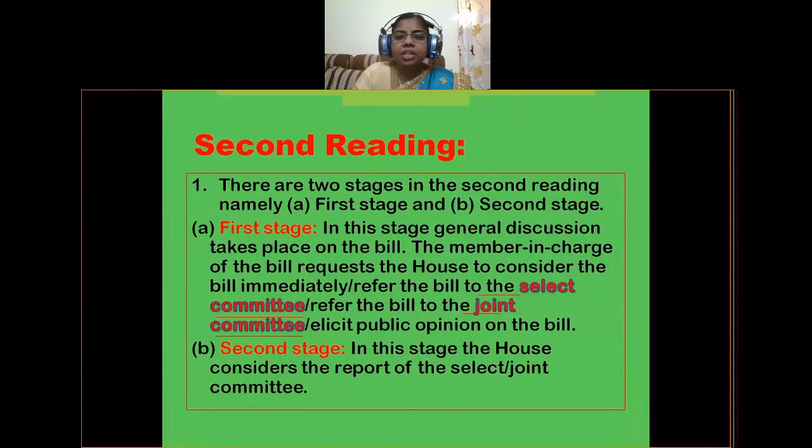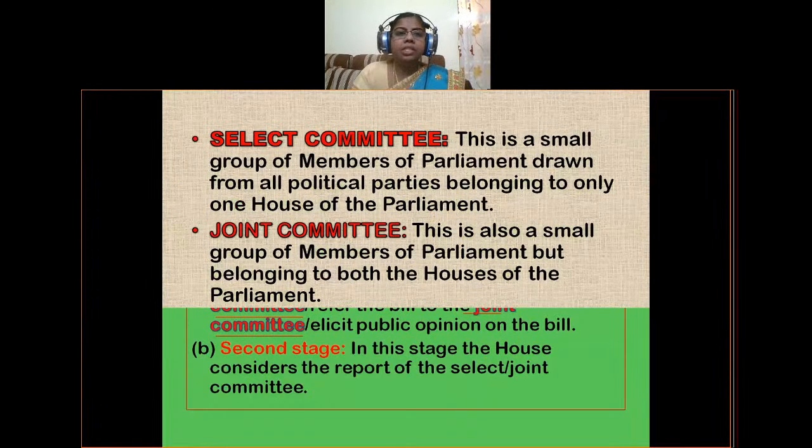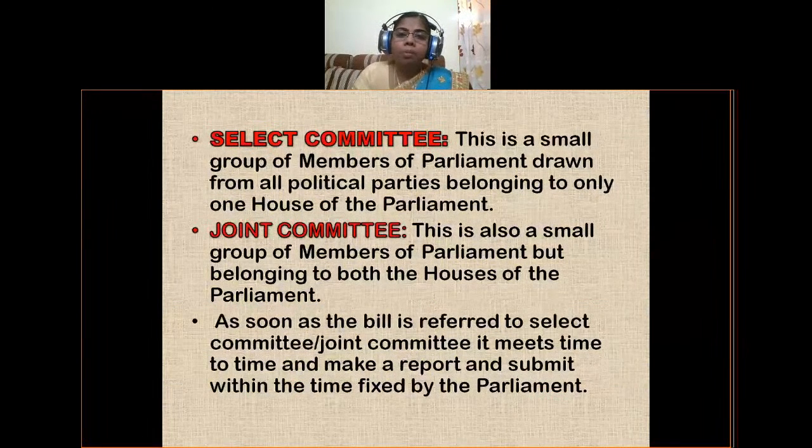After the discussion, the member in charge, that means the member who introduced the bill, will request the House to consider the bill immediately, that means to approve the bill immediately, or to refer the bill to the select committee. So let us see what a select committee is. This is a small group of members of Parliament drawn from all political parties belonging to only one house of Parliament. So it is called the select committee.